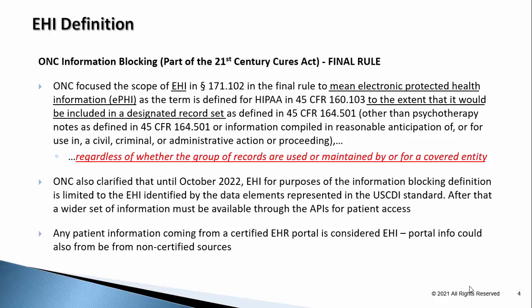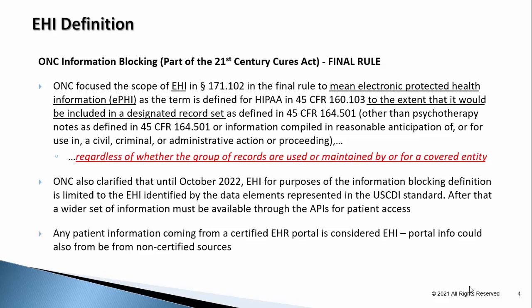In this rule, they focus the scope of the EHI to mean electronic protected health information, or EPHI. So we learned in the previous slide what PHI was, but now we're taking that definition of PHI and saying anytime it's electronic and would be included in a designated record set, then it is now going to be called also EHI.